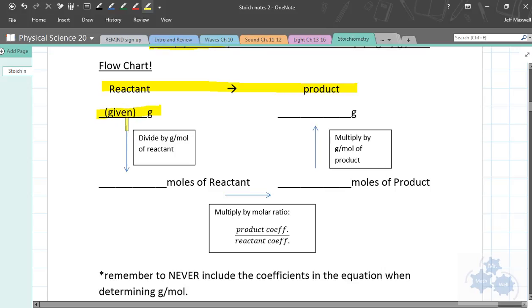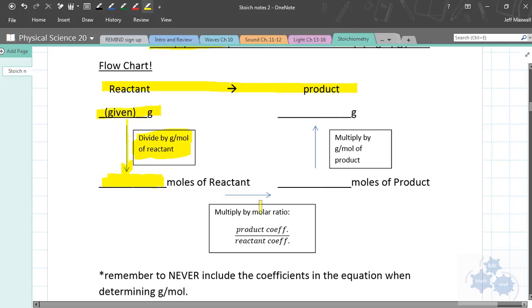Then what you're going to do is draw this arrow, and over here on the side, you're going to take the mass that you're given and divide it by the grams per mole of this reactant. So you're going to make that conversion, and you're going to show it in this area right here, so I can see and you can see what you're doing. When you convert to moles, you're going to write the number of moles right here in this line. Okay? So you've got your given, an arrow, and here's the mole.